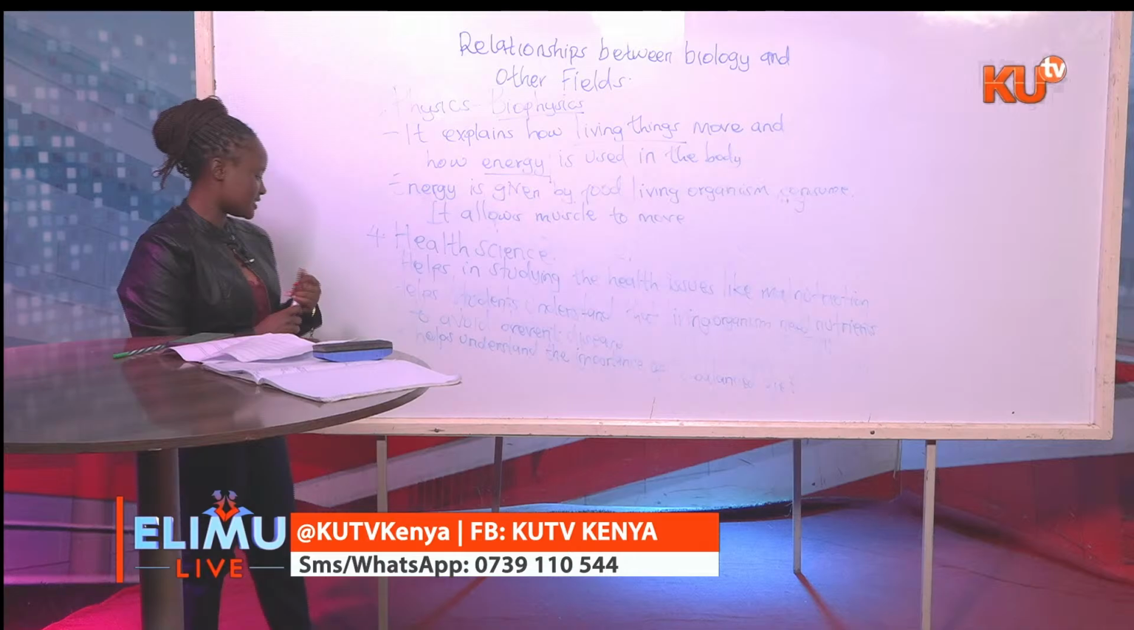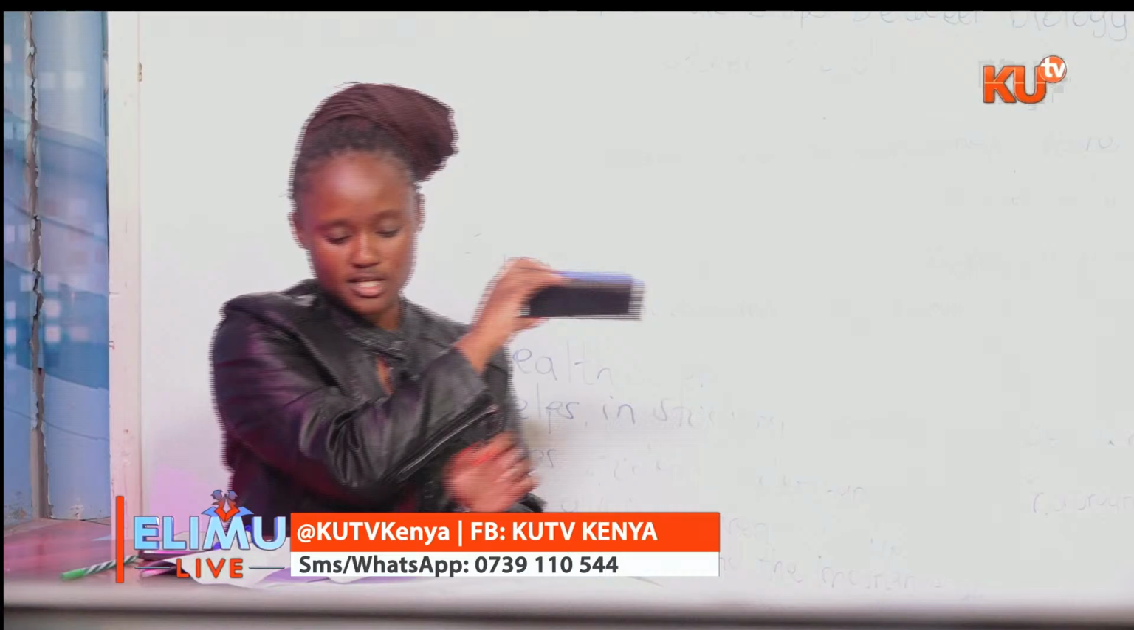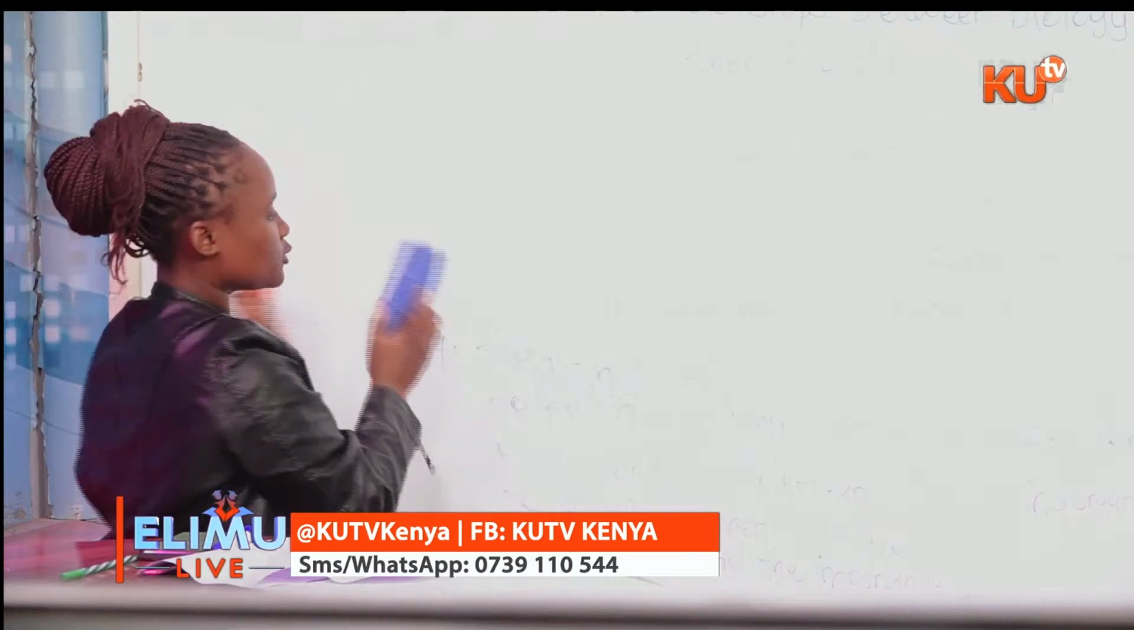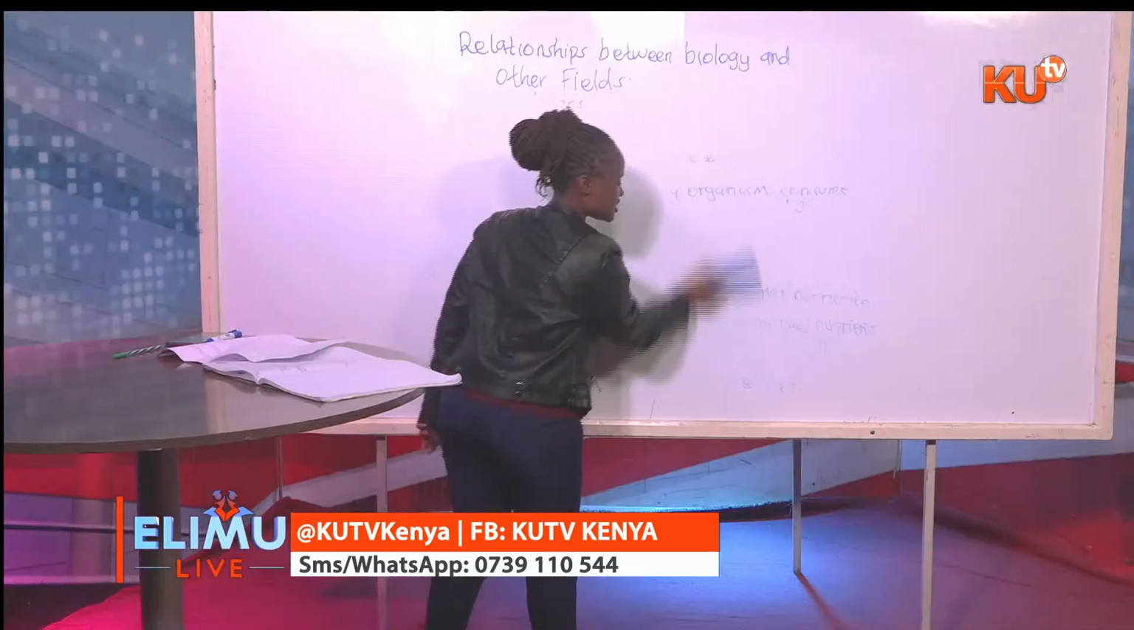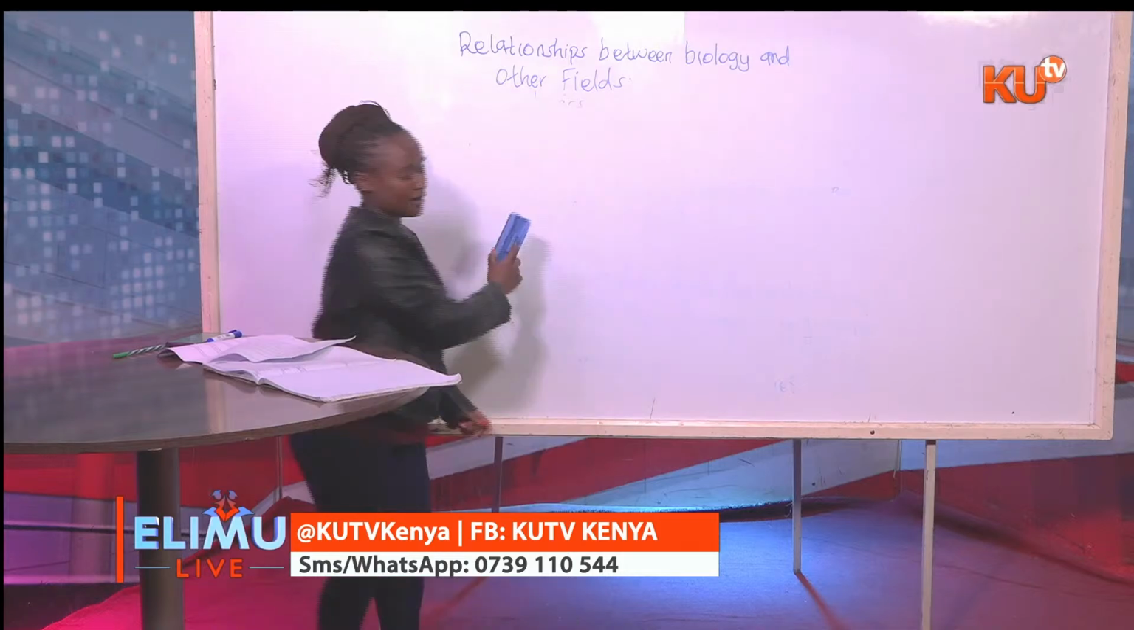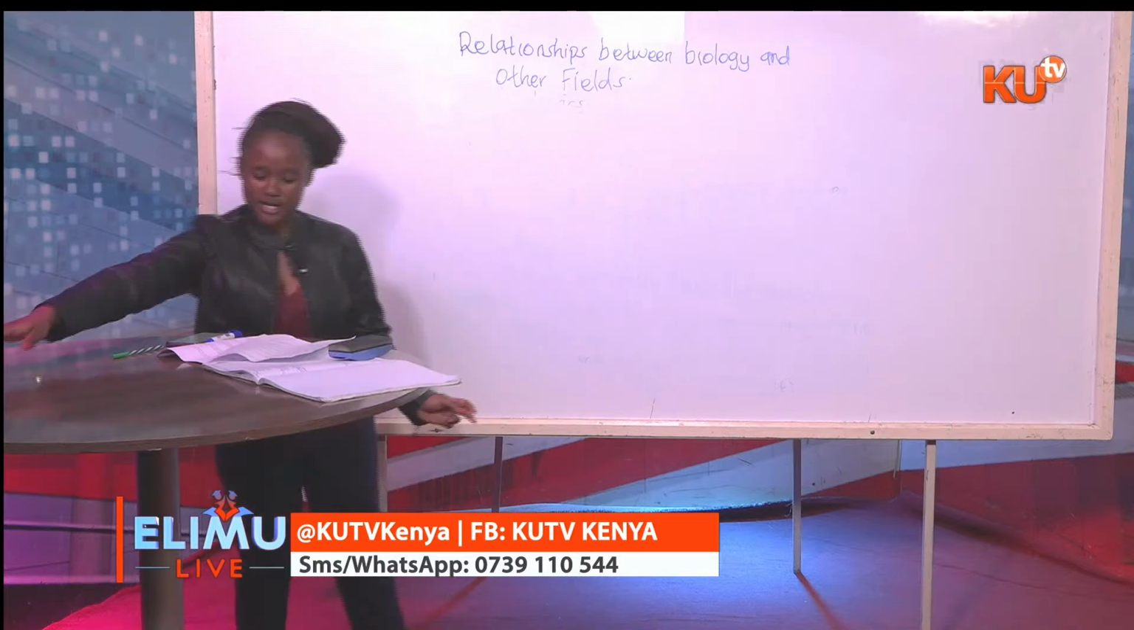Now we go to our fifth relationship. So we have talked about four relationships already. The first one, we have biochemistry, we also have biophysics, we also have human nutrition, we also have health science. Now, the fifth is the relationship between biology and mathematics.